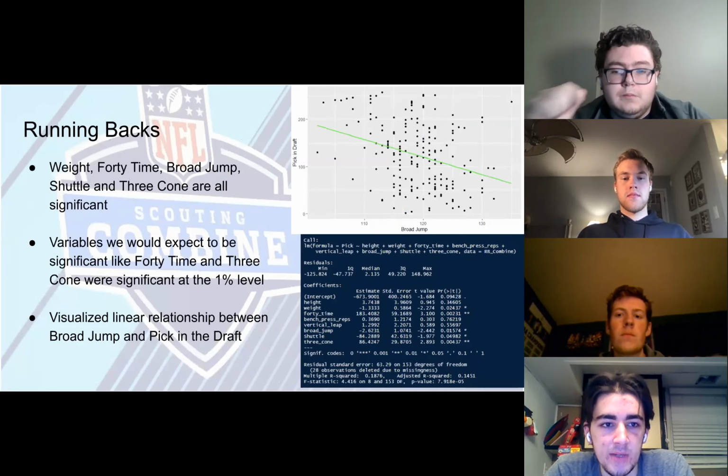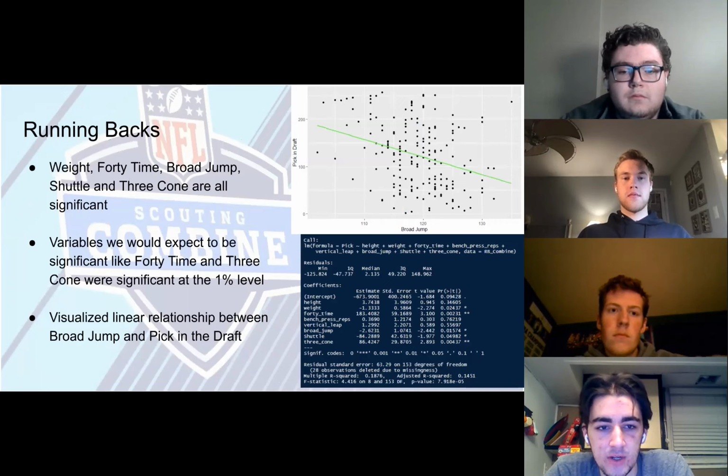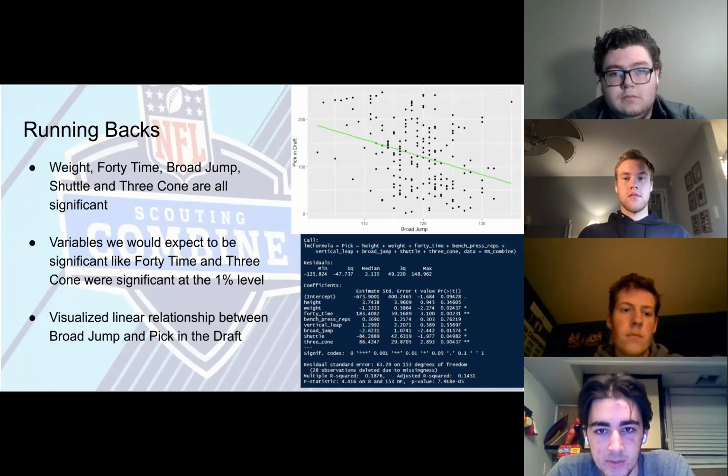So next we looked at running backs, and the regression showed that weight, their 40 time, the broad jump, shuttle, and 3-cone were all significant. The two variables with the most significance were 40 time and 3-cone drill, which is kind of expected because they're running backs. And then I visualized the linear relationship between broad jump and pick in the draft. And as you can see, it has a trend where the higher your broad jump, the better you pick in the draft.